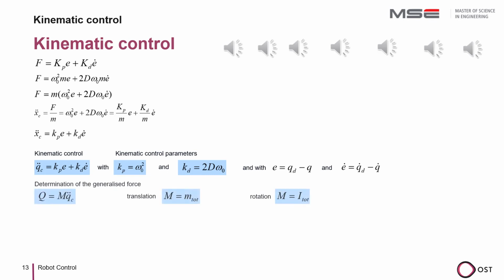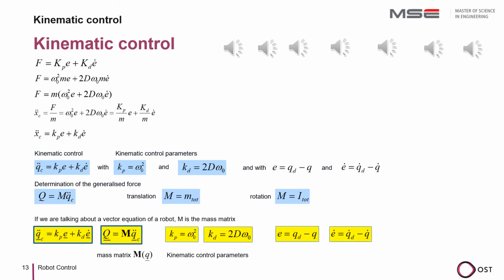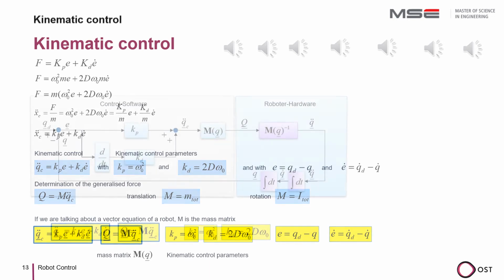To determine a force, we must multiply the acceleration by the mass. For linear motion, we use the mass, and for rotational motion, we use the rotational inertia. In the general case, we have an acceleration vector, which we multiply by the mass matrix to get a force. This is always in generalized robot coordinates.